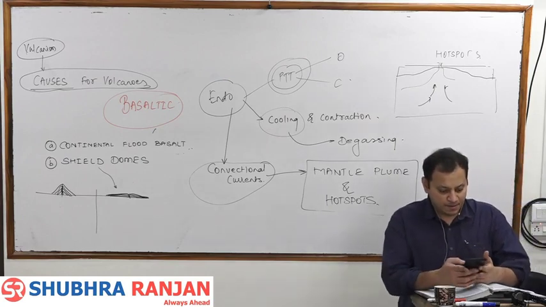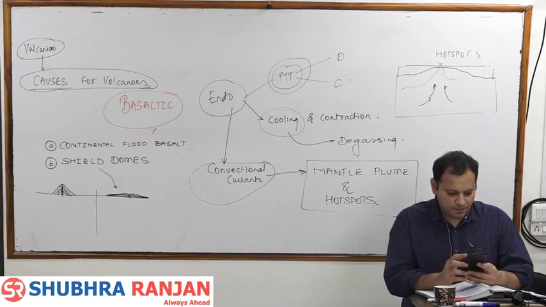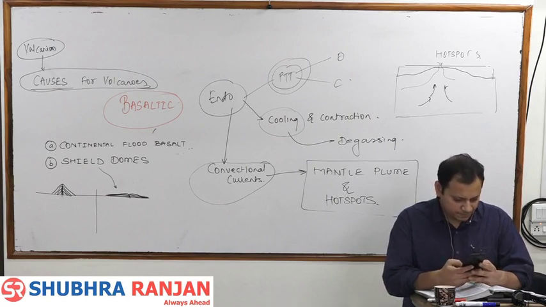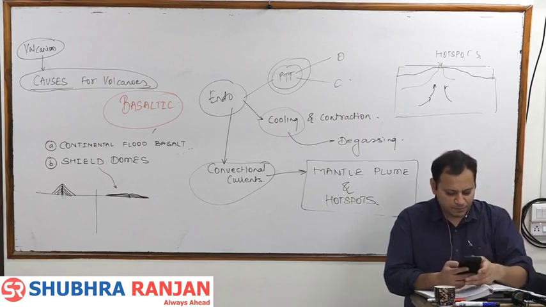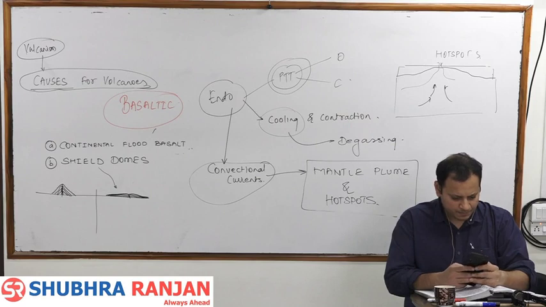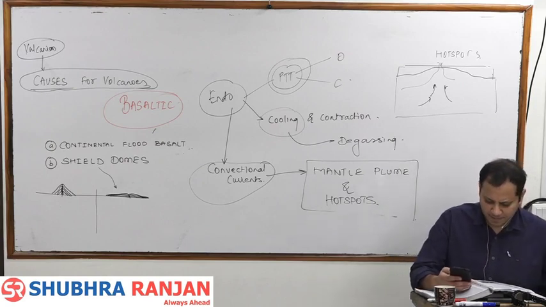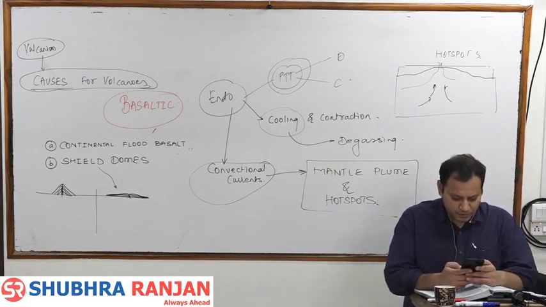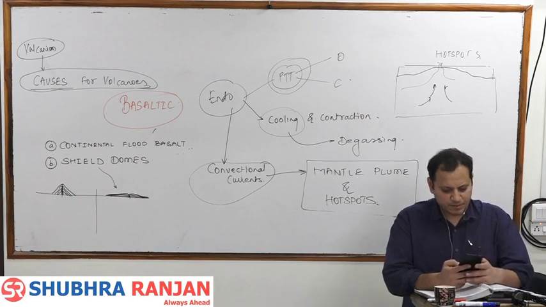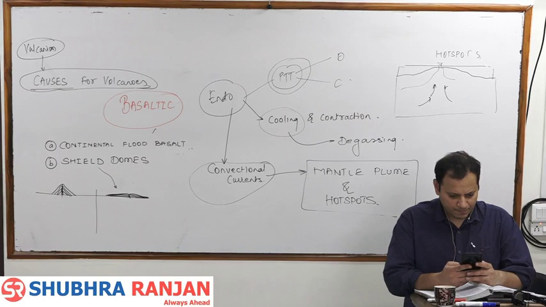Point number 3, such magma flows for shorter distance before solidifying, and hence they are associated with violent or explosive type of volcanic eruptions.